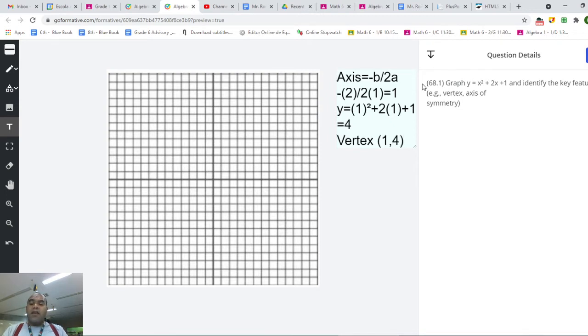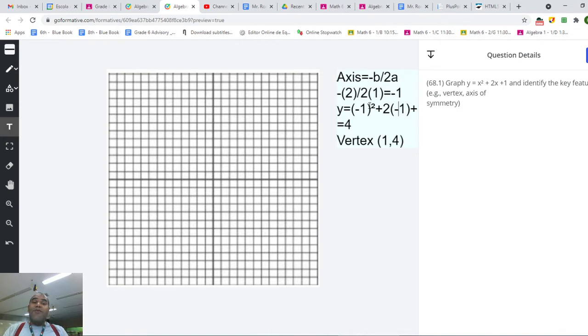Great. 1, 4. Here's my vertex. Let's go to the graph here. Oh, sorry guys, sorry, negative 1, mister. Okay, I forgot negative 1. Now makes sense. Negative 1 here, negative 1 here, negative 1 here. Now it's totally different, mister.